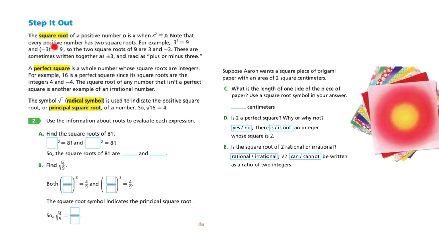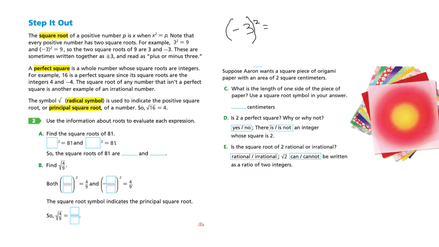9. And these parentheses here are really important because if I write it this way without the parentheses, it may not be the same because you need those parentheses around the negative 3 saying that you're squaring negative 3. You're not taking the opposite or negative of 3 squared. So that's an important difference. If we look, okay, so the 2 square roots of 9 are 3 and negative 3, and these are sometimes written together like this as plus or minus 3.